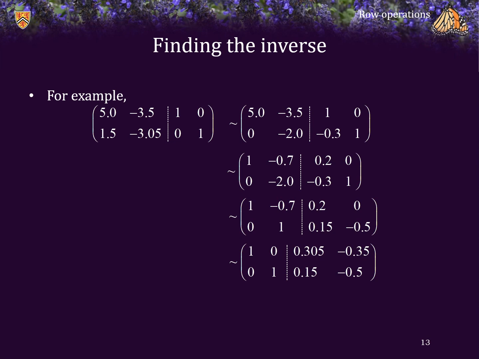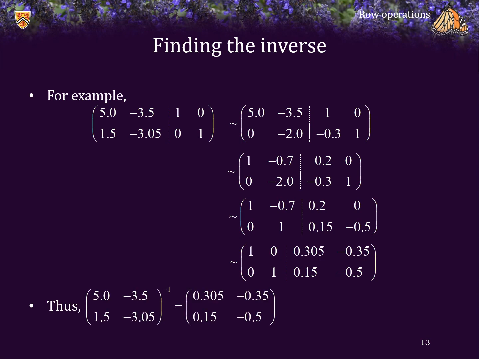So once again, the inverse of the matrix 5, negative 3.5, 1.5, negative 3.05 is the matrix 0.305, negative 0.35, 0.15, negative 0.5. And if you were to multiply that matrix and the original matrix out in either order, you would always get the identity matrix.